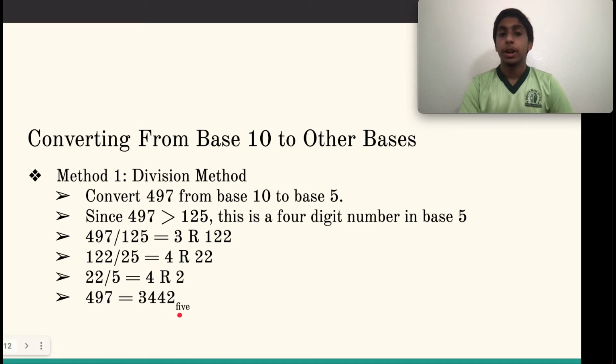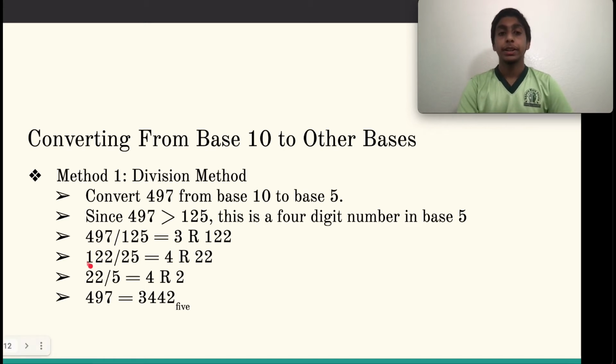And at the bottom you write a little 5 to show that this is in base 5. If you don't have anything there, it's generally in base 10, our normal form. But that's how we convert. We're just going to be dividing repeatedly and then finding a remainder.